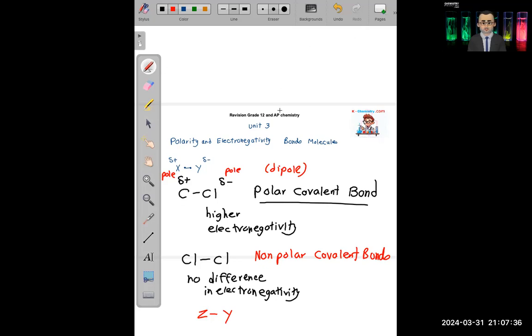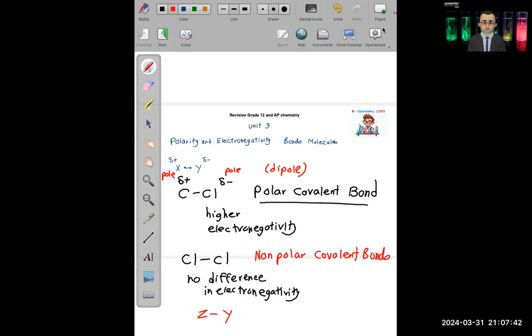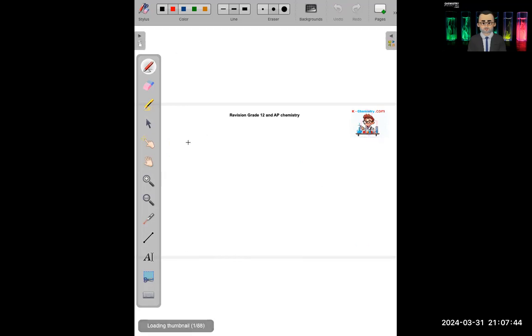Now, this is what we explained about the polarity of the bonds. But what about the polarity of the molecules itself? The molecule can be polar or non-polar. This depends on whether it has polar bonds inside it or not. And we have said that if the molecule has polar bonds inside it, it might be polar or non-polar. It depends on whether it is symmetric or asymmetric.